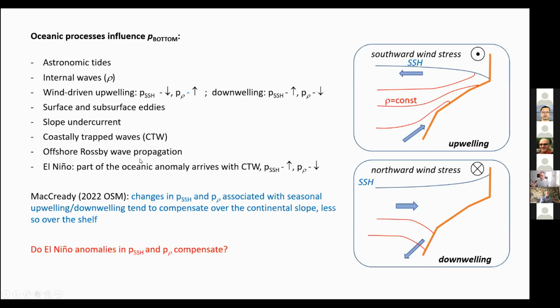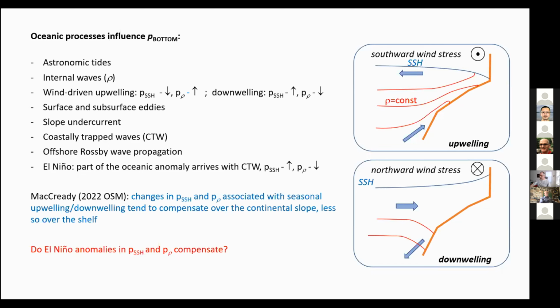Also, both for sea surface height and density fields. And there are global or basin scale patterns that influence variability along the coast from time to time, including El Nino. So what is El Nino?